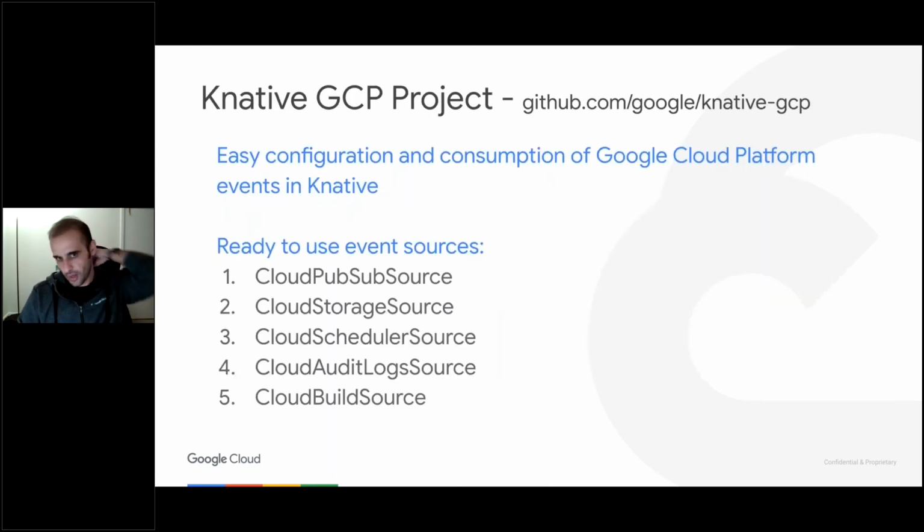And lastly, I want to talk about some Google Cloud event sources. So there is this Knative GCP project. It's a separate project from Knative that basically gives you these event sources that you can install into your Knative cluster. And these event sources enable you to read events from Google Cloud. So for example, if you want to read PubSub messages, you can install the first one. If you want to read storage events, you can install Cloud Storage Source. So this enables you to read different kinds of events from Google Cloud into your Knative cluster and work with them.